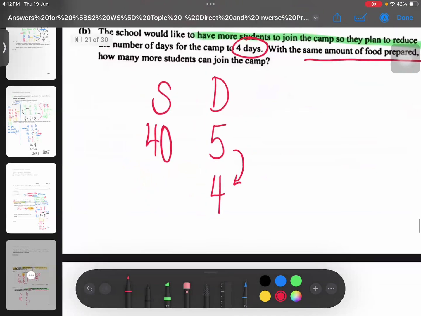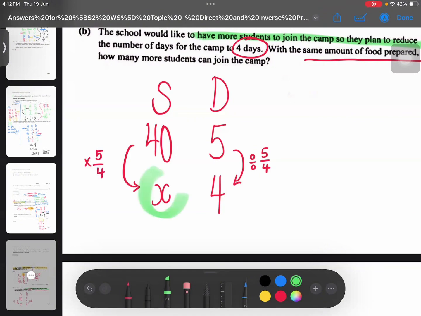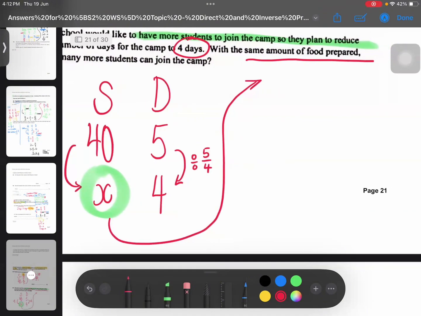Because when this drops, this decreases, right? Your job is to find this. Am I making sense? Yes. Right? So this one is what? 5 to 4. How do you get from 5 to 4? You just have to divide by 5/4. True? Can you understand? All right. So when you want to do that, you have to times 5/4 over here. Agree or disagree? Right? Because why are you timesing? Because you know this is inversely proportional, right? Fewer days, yeah, more students can come.